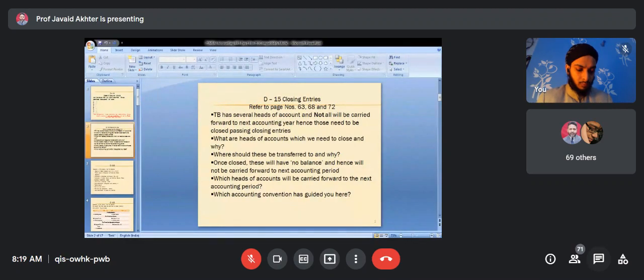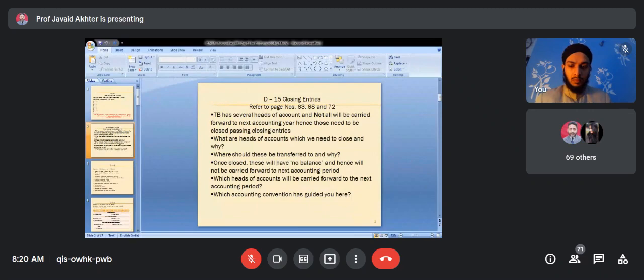So we come back to this: expenses will be transferred to the debit side, and revenue will be transferred to the credit side. We will balance that account. When we balance the account, what are the possibilities? Either debit will be more or credit will be more. Either revenues will be more or expenses will be more. Assume that revenue is 100 and expenses are 80.